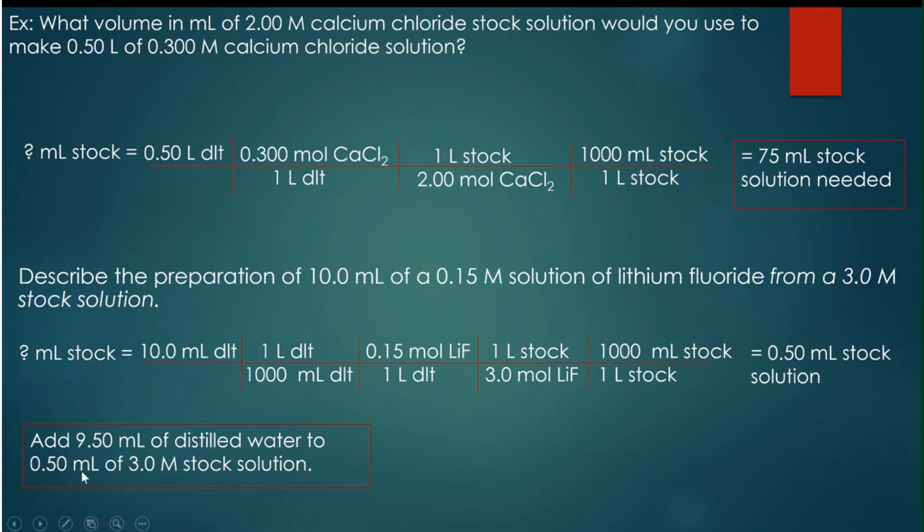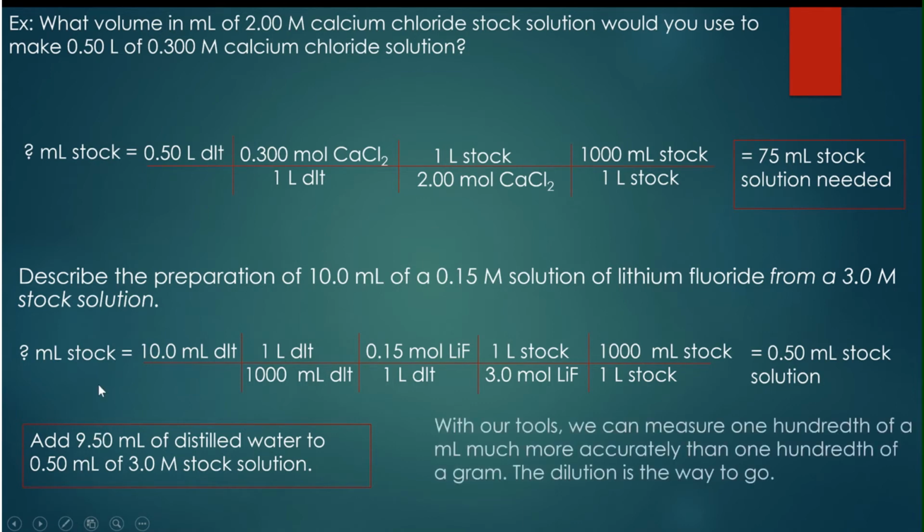Notice that since we're working with a volume this time, we don't necessarily have to add water back up to a certain point. We can tell exactly how much water we need. Now, it's not wrong to say add 0.5 milliliters of 3 molar stock solution and then add water back up to 10 milliliters. It's absolutely correct to say that. But unlike when we were making solutions with a salt or a solid, we know exactly how much or what volume to add. The 2 volumes will be additive.